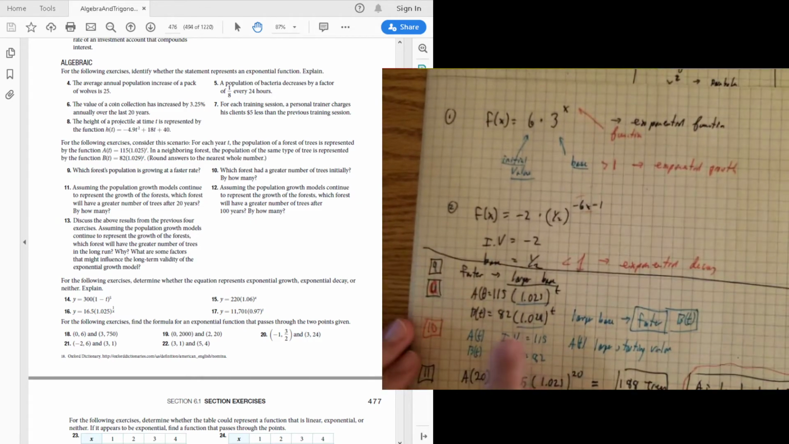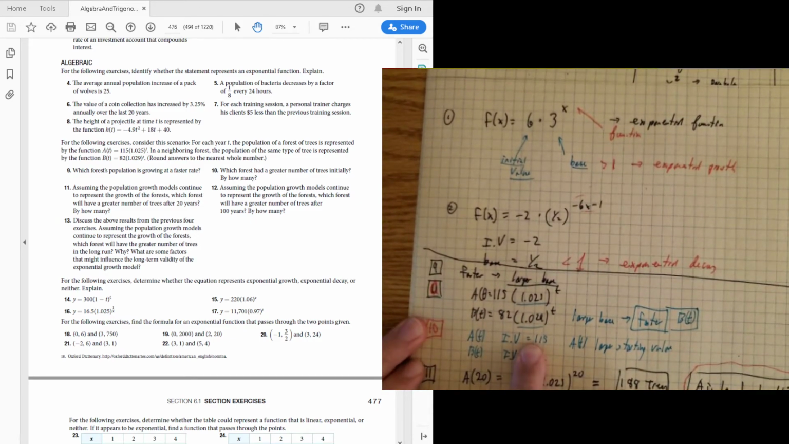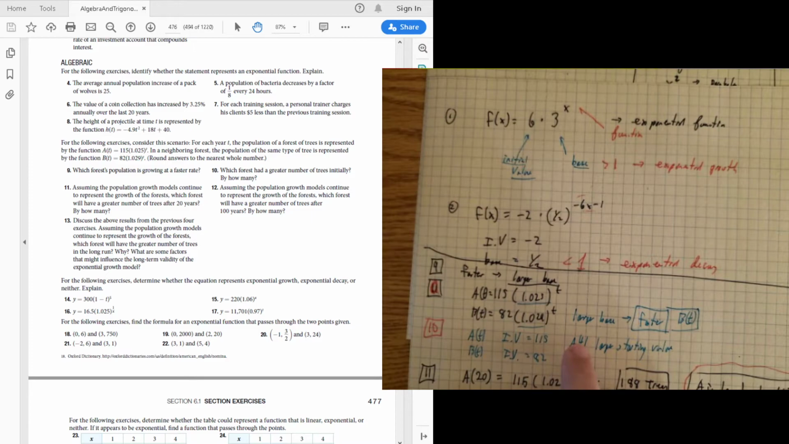Given a formula, can you identify what the initial value is? Can you interpret whether it's going to be growth or decay? Those kinds of basic questions. I'm not looking to go too deep into these sections, so we're just looking for basics.